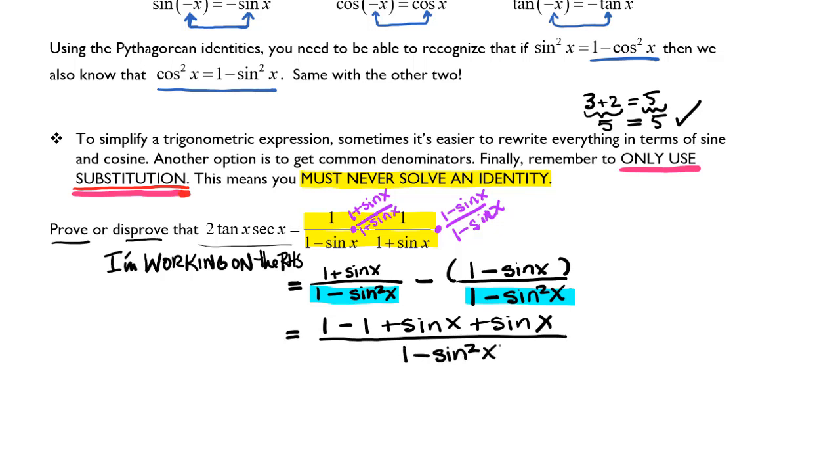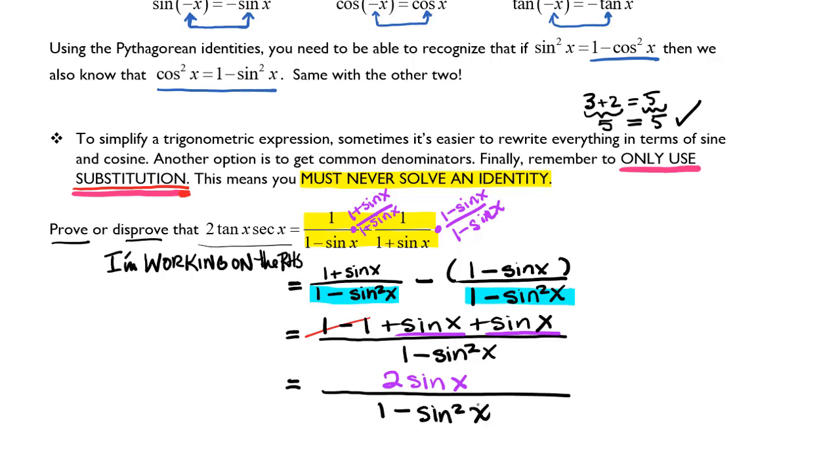Do you see how I have not touched the left-hand side here? I am not solving an equation. I'm trying to get the right side to look like the left side. And now my 1 minus 1 goes away. My sine x plus sine x becomes a 2 sine of x. And then in the denominator, I just have 1 minus sine squared x.